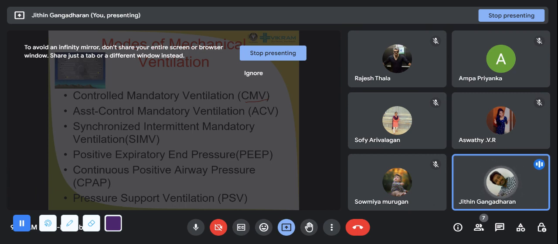So that is assist controlled mandatory ventilation. We will keep the patient in the assist controlled ventilator so that the patient can trigger the machine, and the machine will deliver breaths in case of apnea.